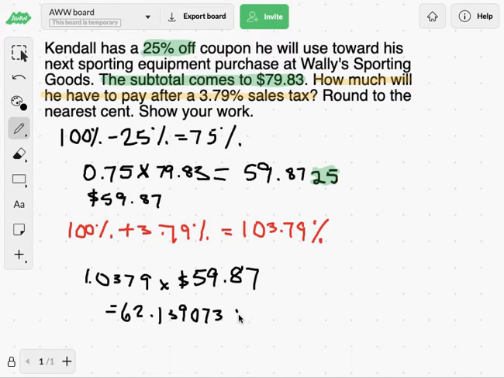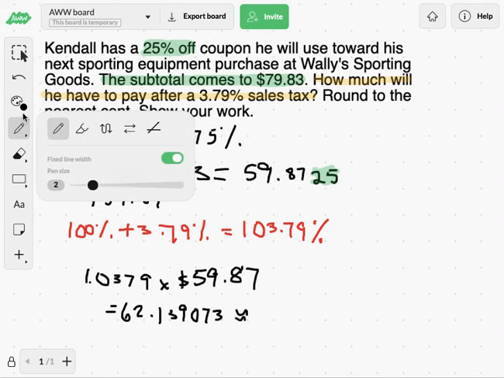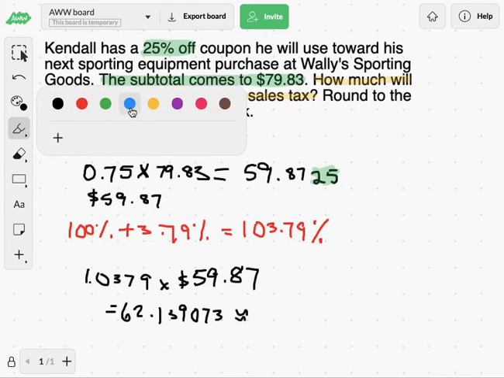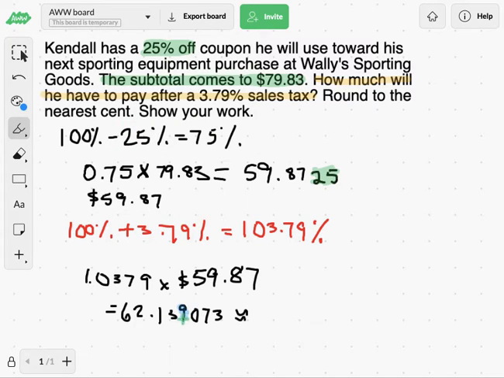what you end up getting is 62.139073. So we have to round that off to the nearest cent. If I go over here and highlight this, the 9 is telling me to change the 3 ahead of it to a 4. So this is going to be $62.14. Kendall has to pay $62.14 for the sporting equipment that he is looking to buy at that particular moment in time.